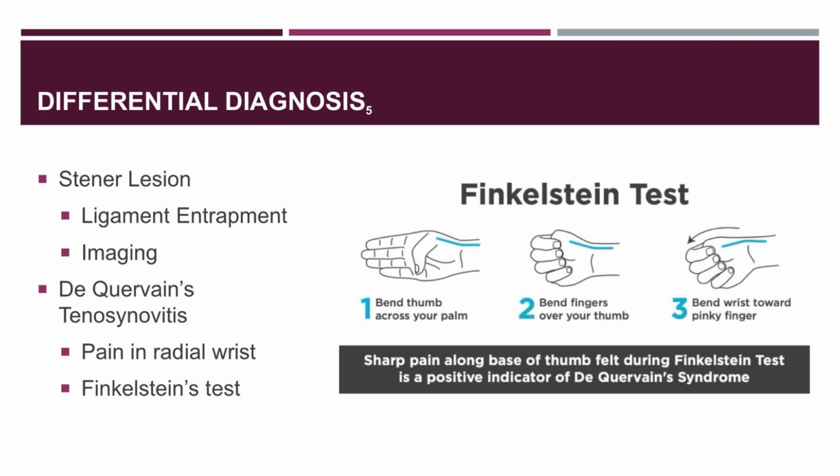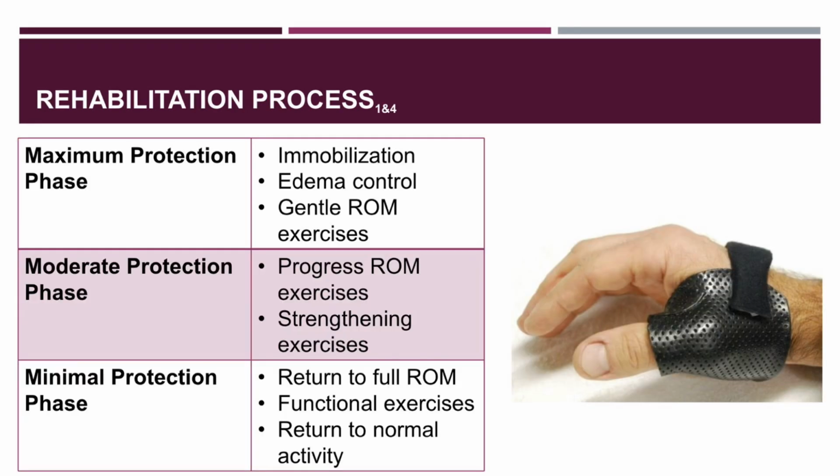And so in this one, you have the patient make a fist, the PT will grasp the patient's forearm to stabilize it, and then passively ulnarly deviate their wrist. And this, you're just looking for any pain that may occur over the abductor pollicis longus or the extensor pollicis brevis tendons. So the rehab process and the protocols for this.